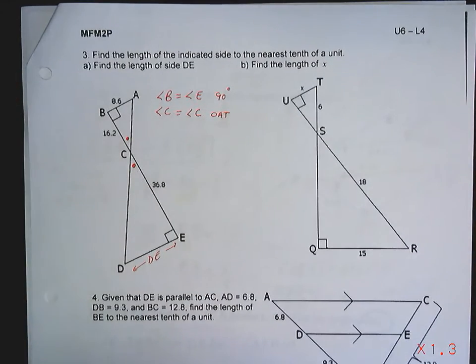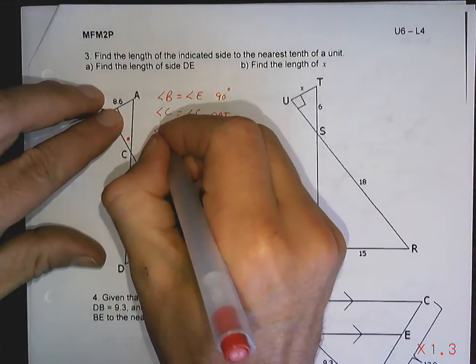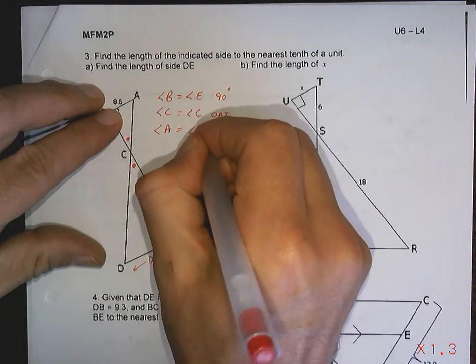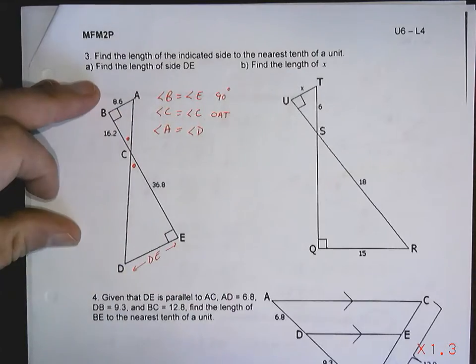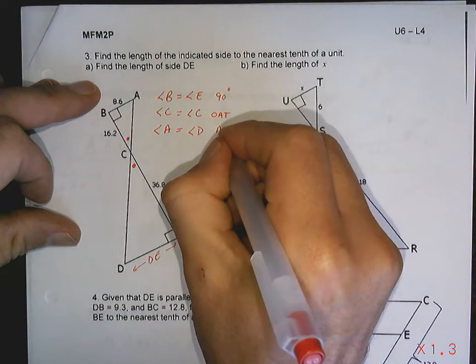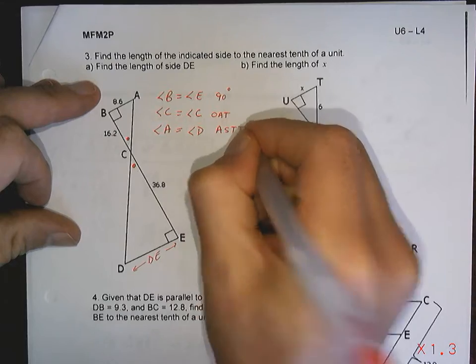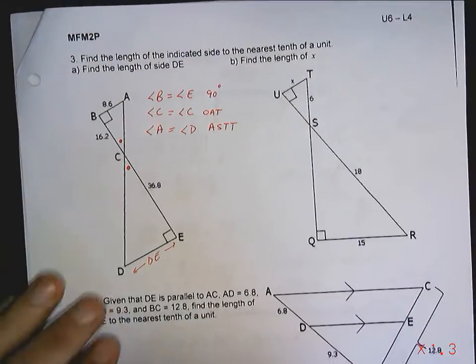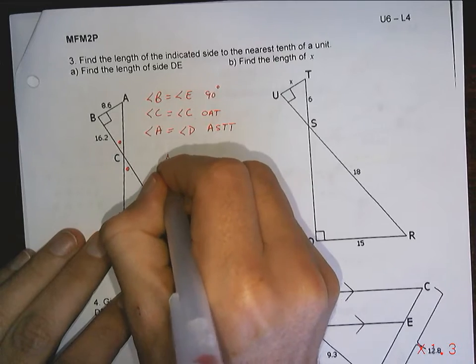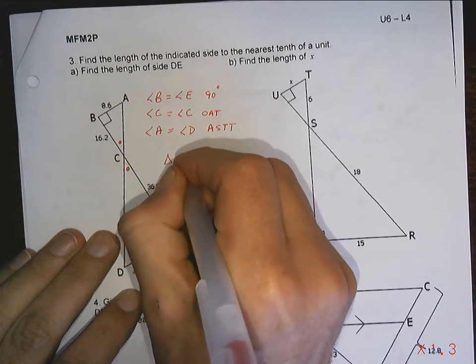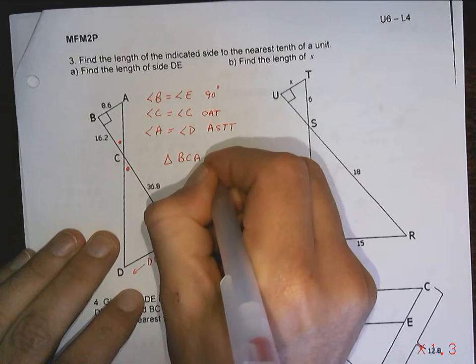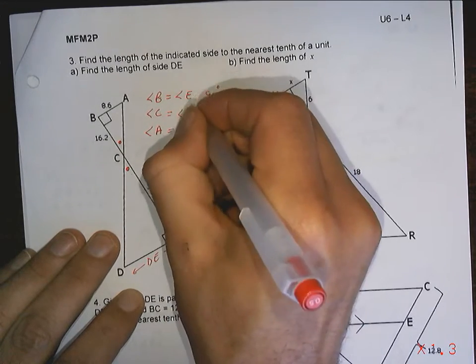So I've taken 2 triangles, and I've shown that 2 of their corresponding interior angles are equal. Do you know that that means the third one has to be equal too? Do you understand that that means that angle A must equal angle D? Because they have to add up to 180 degrees. And that is called the angle sum of a triangle theorem. So guess what we've just done? I've just proven that triangle BCA is similar to triangle ECD.